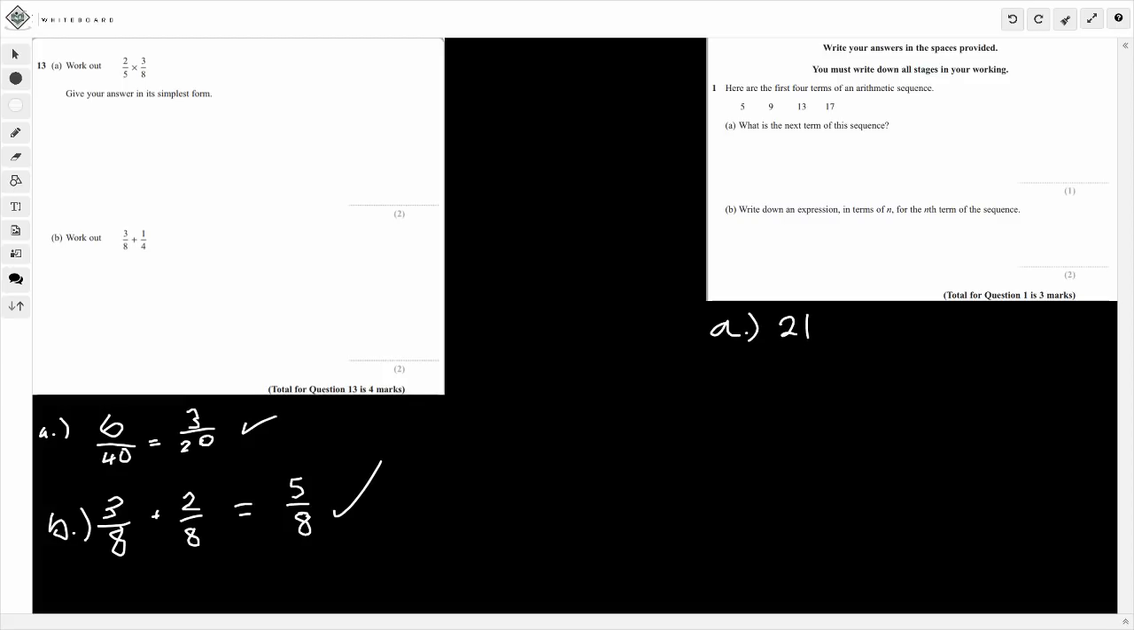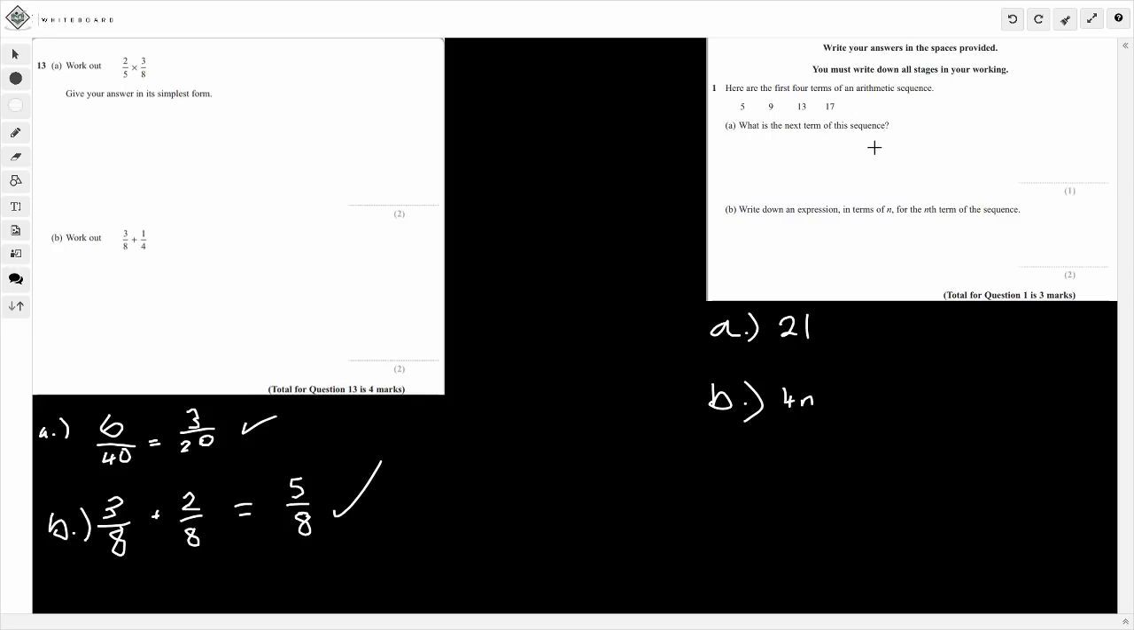21. Part B. We have to write an expression in terms of n for the nth term. So the nth term means a formula that lets you work out any term in the sequence. So how do you obtain the nth term? Well, there's a couple of ways of doing it. The easiest way is the difference between each term. So in this case, 4, that's your n. So this starts as 4n. That's the nth part of the sequence.